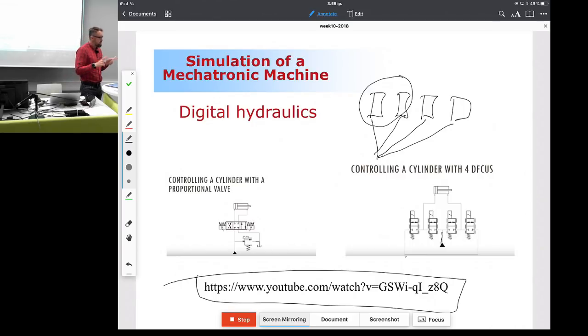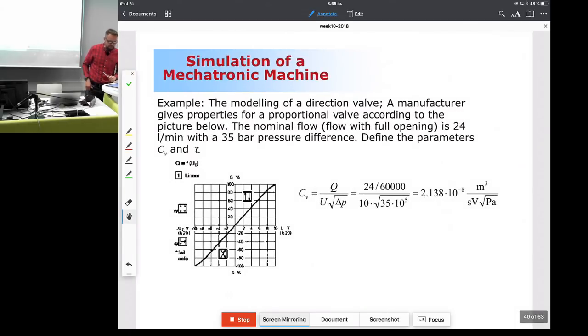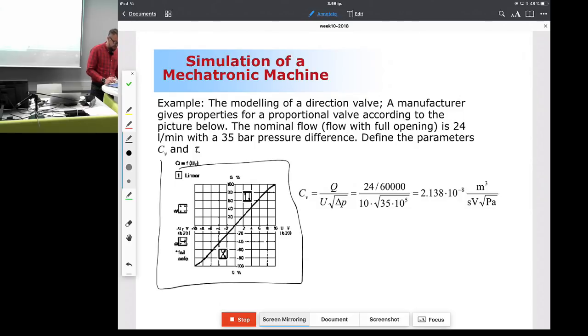Okay, we'll get back to this next week, but now let's look at an example. So I have here screenshots from the manufacturer's catalog. Here the screenshot is about valve opening and the flow rate. The valve opening is on the x-axis, so this is like u, and the flow is on the y-axis.